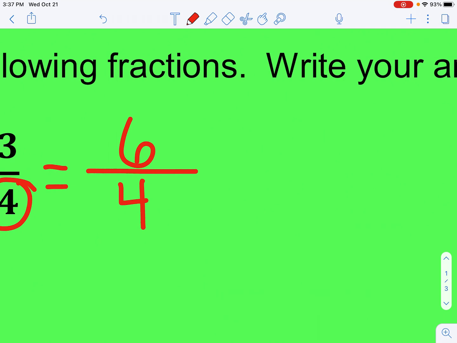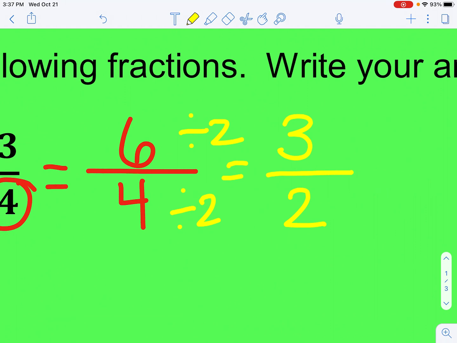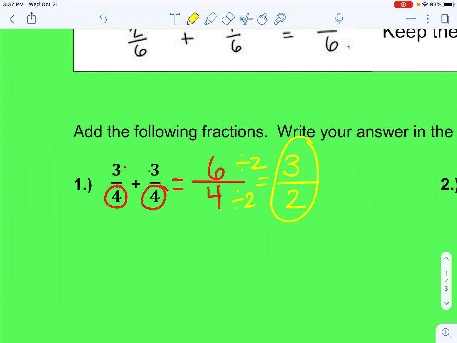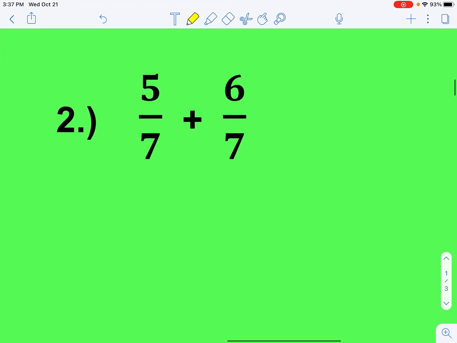Alright, so how I simplify it is, this was back in the last video, you could either find the greatest common factor, or you could divide by 2, by 3, by 5, by 7, or by 11. I know that both of these numbers are even, so I'm just going to divide by 2. 6 divided by 2 gives me 3, and 4 divided by 2 gives me 2. So my fraction is simplified. If you wanted, you could write this as a mixed number, which would be 1 and 1/2, but 3/2 is just fine.